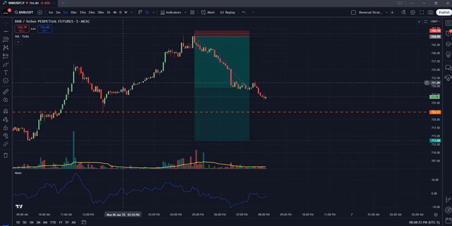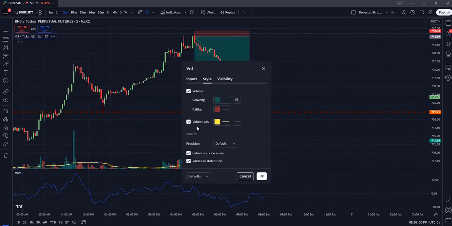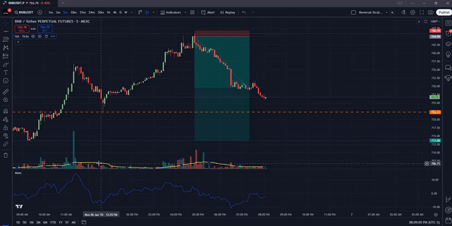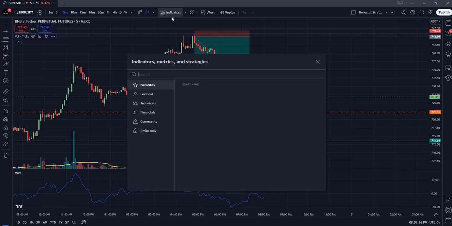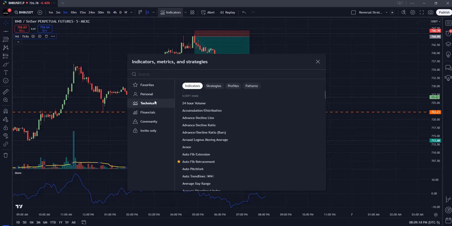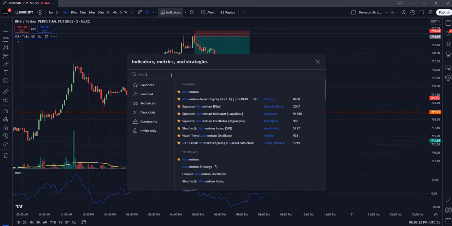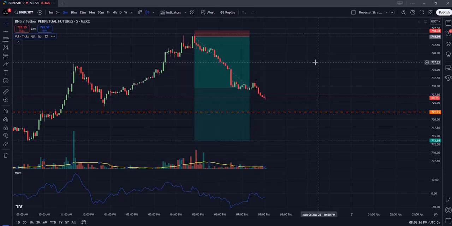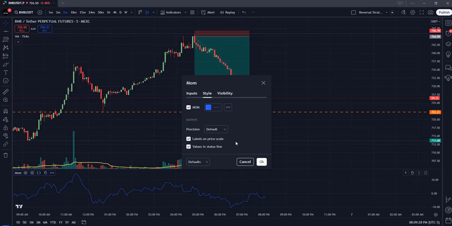And so the only thing I have on my chart is volume, which is right here. And now I do have the volume MA checked, which is this yellow line. So basically, anytime the volume goes above this yellow line, it's a strong move, or it should be a strong move. And then I have momentum right here. So momentum is just a standard indicator right there. And this is default settings on this one.